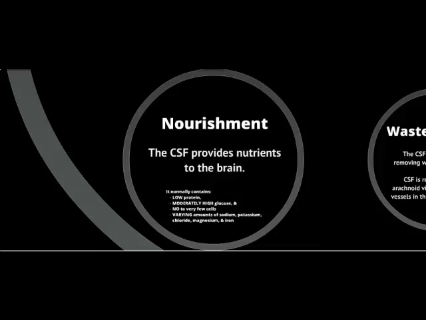The CSF provides nutrients to the brain. It normally contains low protein, moderately high glucose, and no to very few cells, varying amounts of sodium, potassium, chloride, magnesium, and iron.